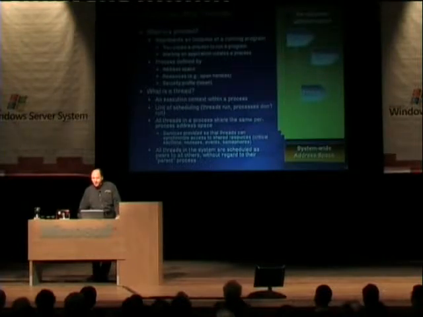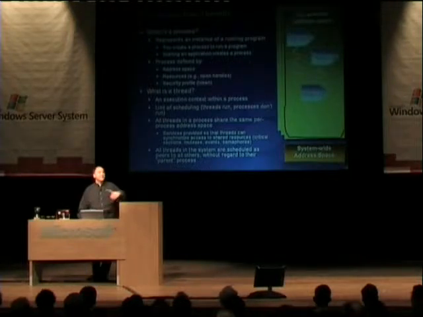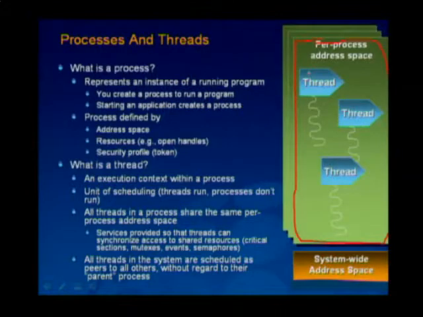Threads share the private address space. There's no protection between threads in a process. So the responsibility to synchronize access to data within the process address space is the programmer's. And Windows provides several synchronization mechanisms that allow a programmer to keep their threads from stepping on each other or, for example, updating a data structure at the same time as another thread. An example of that is the critical section object. You might have also heard of mutexes, semaphores, and how those are used is outside of the scope of what we're discussing today.